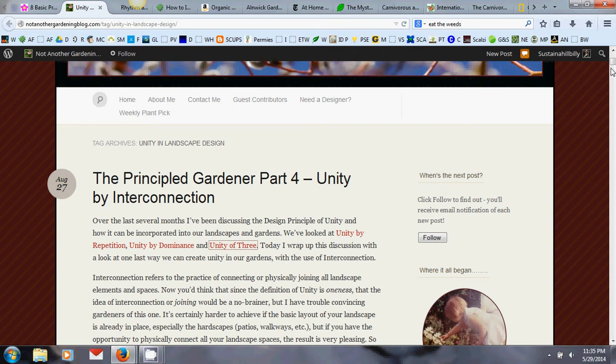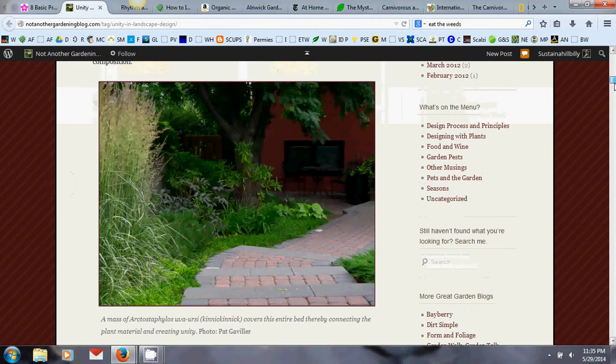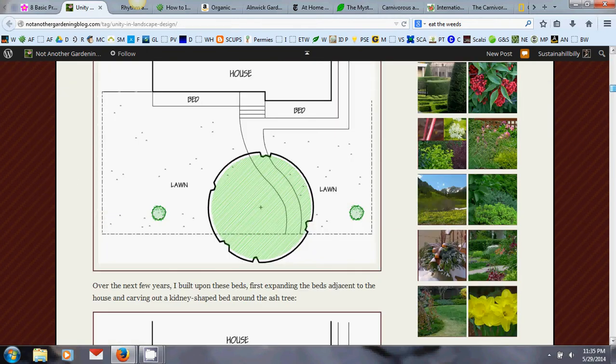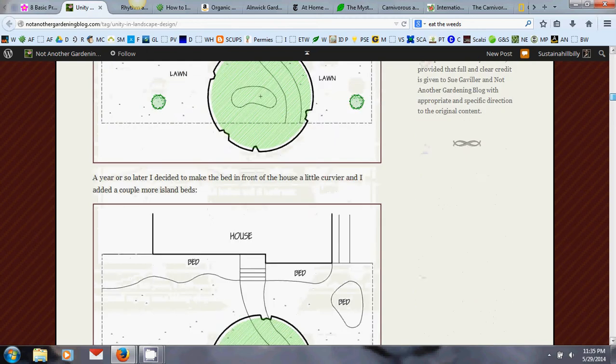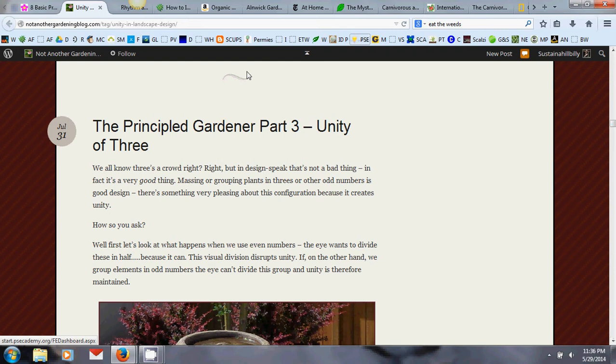And so if you look at this website, they've got some good images that really give you strong examples of what they're talking about, and the text is excellent. So if you want to check that out, I recommend it.